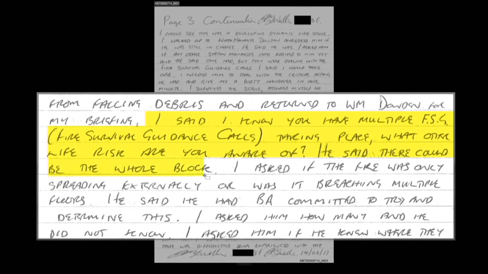I'm just pausing there, I'm going to come on to the rest of that in a minute, but when he said there could be the whole block, did you then have thoughts in your own head about whether a full or partial evacuation plan needed to be looked at? In my head, if they are exposed in that way, evacuation is not possible. For them to be trapped, escape isn't possible. They would die if they came out of their flats. We had to rescue them. Right. That's where my thought process went. Okay.